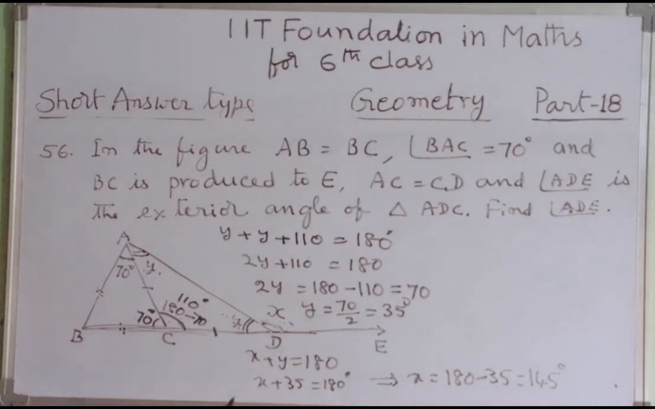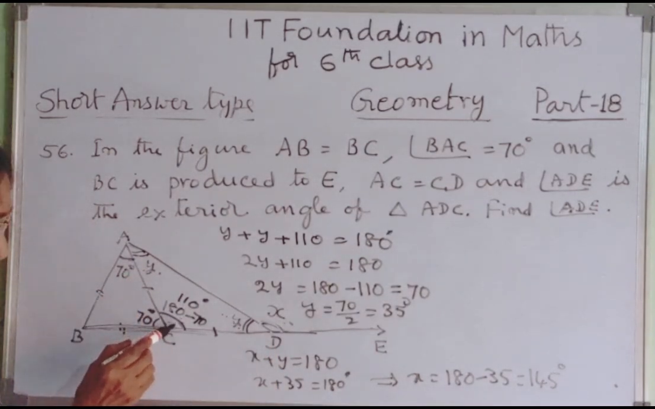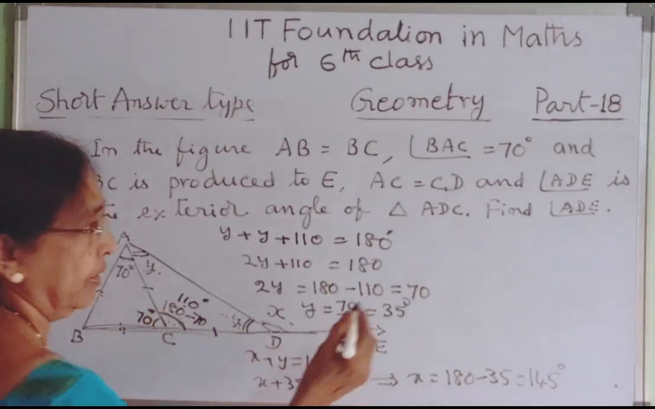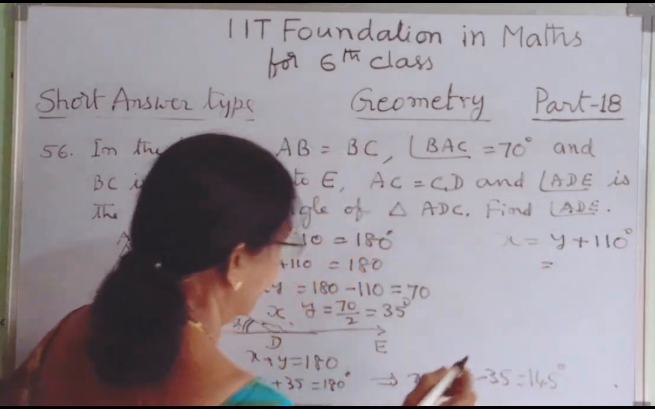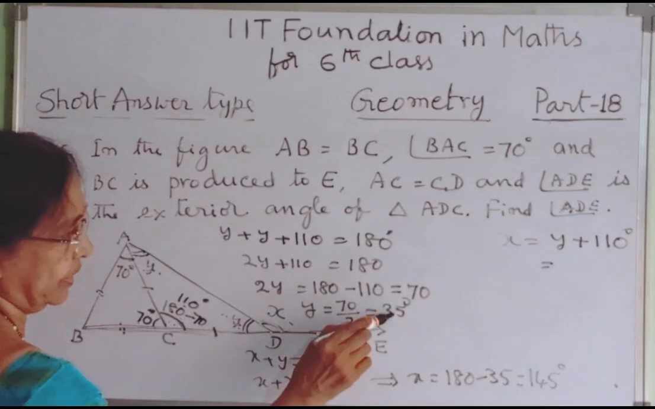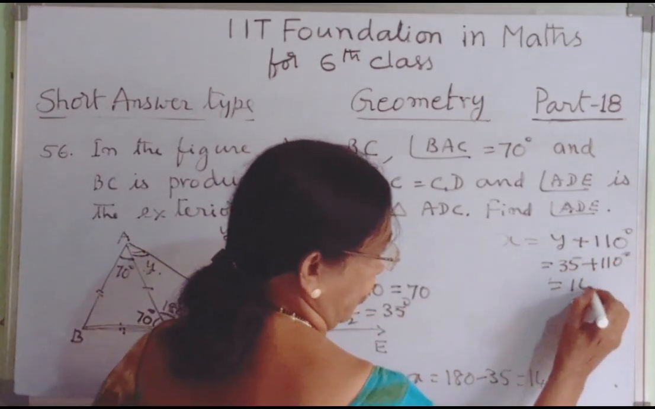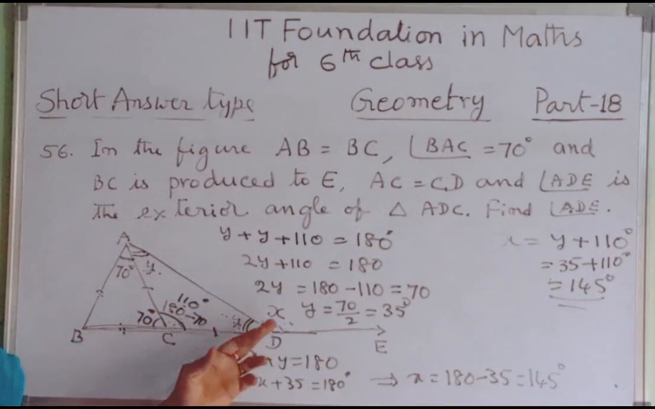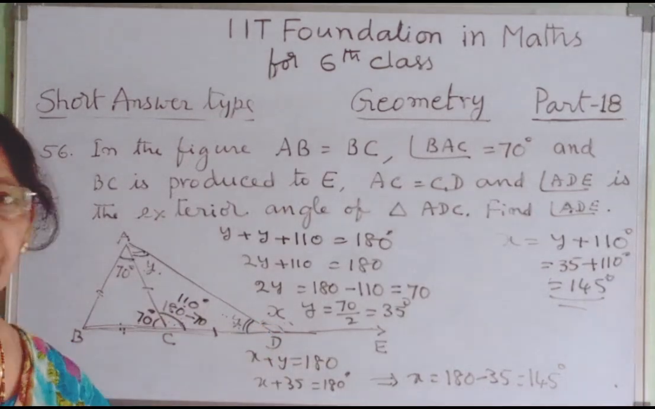Or we can take it like this also. The exterior angle is equal to the sum of the other two interior angles of the triangle. Therefore, x is equal to y plus 110 degrees. We know that y is equal to 35 degrees. Therefore, 35 plus 110 degrees is equal to 145 degrees. So, in any way, we can solve and find the angle x at D, that is angle ADE, this angle is equal to 145 degrees.